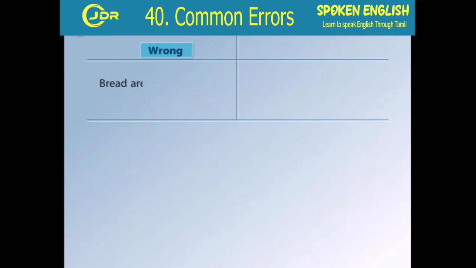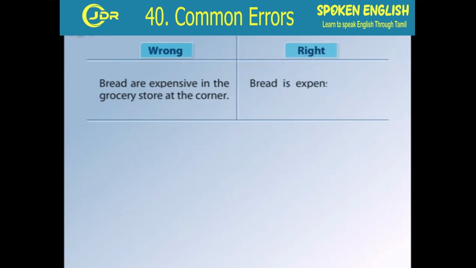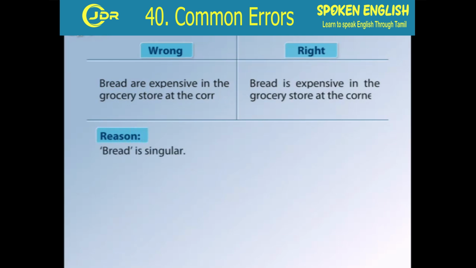Wrong. Bread are expensive in the grocery store at the corner. Right. Bread is expensive in the grocery store at the corner. Reason, bread is singular.